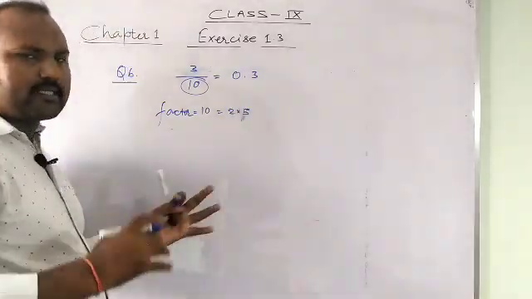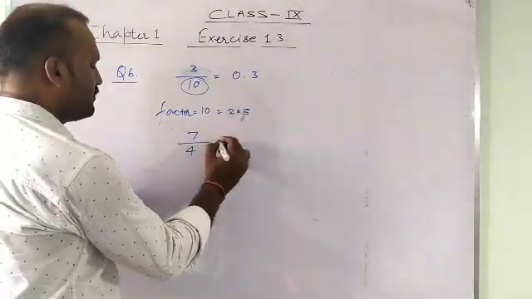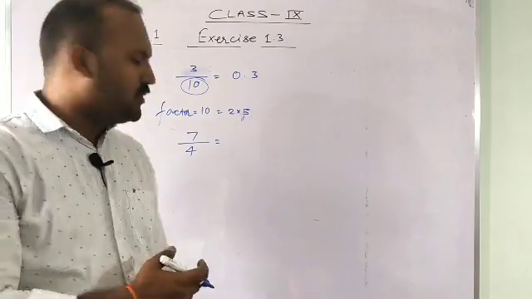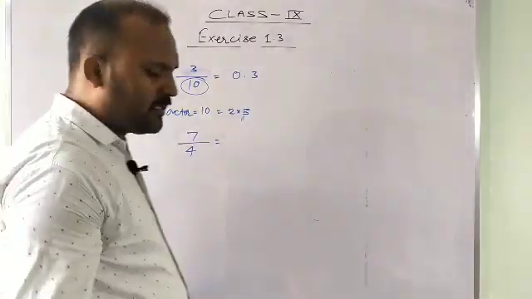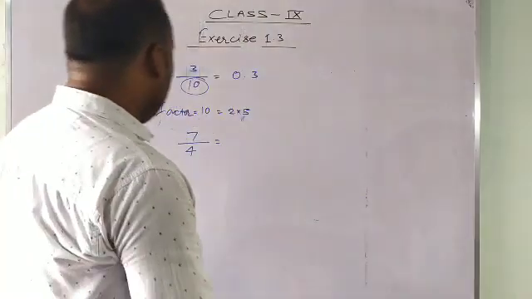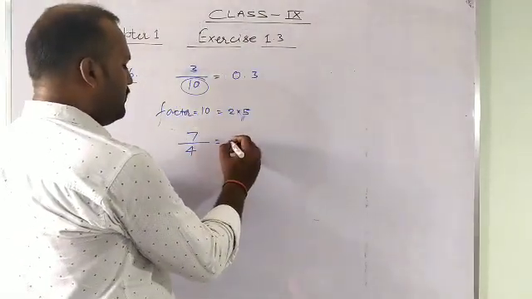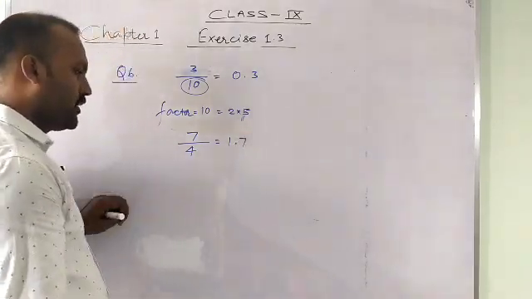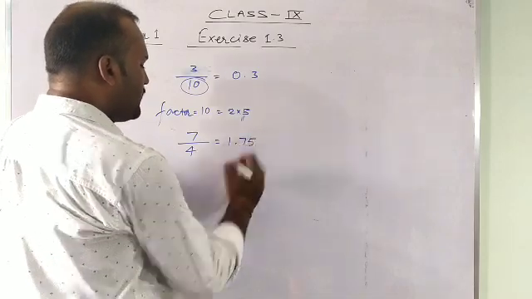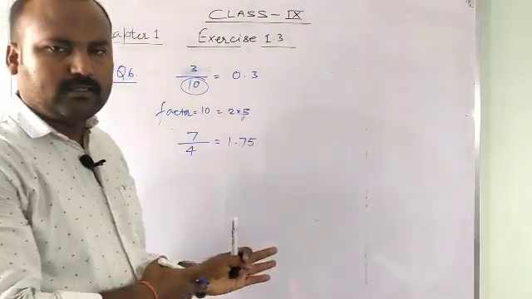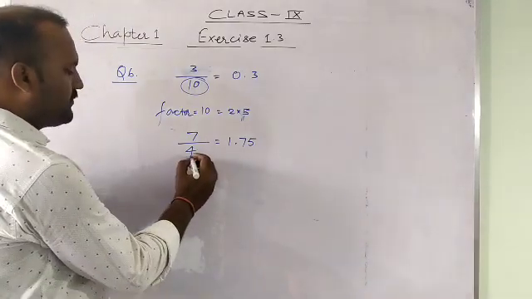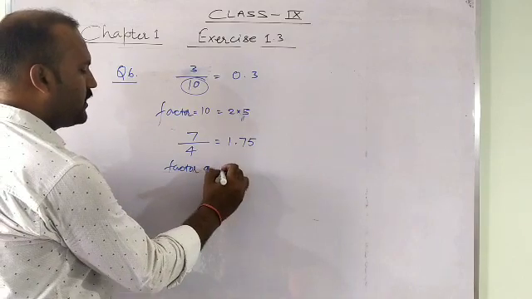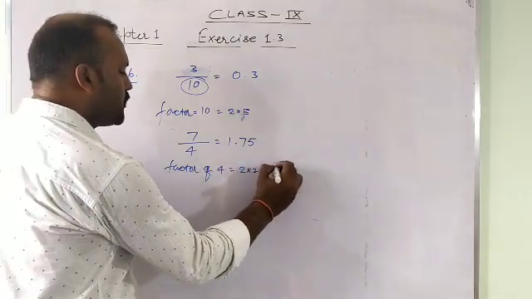The factor of 10 is 2 into 5. Now take another example like 7 upon 4. Now find the decimal expansion of 7 upon 4. This is also in the form of p by q, q not equal to 0, and there is no common factor other than 1. Now, 4 1 is 4, 3 remainder, 4 7 is 28, 2 remainder, 4 5 is 20. This will be 1.75. This is also a terminating decimal. At the place of q is 4. Now find the factor of 4, which is 2 into 2. It means this is 2 square.